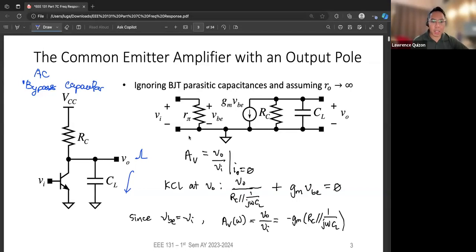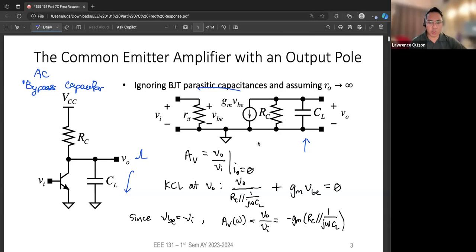But introducing this bypass capacitor logically affects the frequency response of the system. We can assume for now that the BJT does not have parasitics, but the presence of the bypass capacitor will still affect the circuit, such that even without the parasitic capacitances, just the bypass capacitor, which we call load capacitance here, will introduce a pole in our voltage gain response.